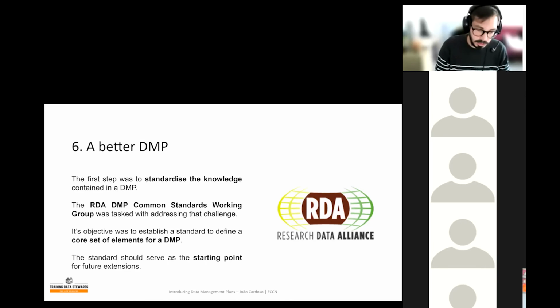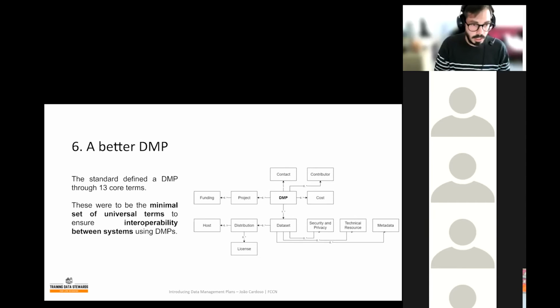So let's say that we have a data management plan, and then we can extend it to cater for a specific context, and we don't need to change this common standard. And I'm just going to be showing you a very brief generic idea of what the standard entails. It's comprised of 13 core terms, and this obviously defines the minimum set of universal terms. I am not going to go through the schema, but it is just for you to get an idea of what the concept entails.